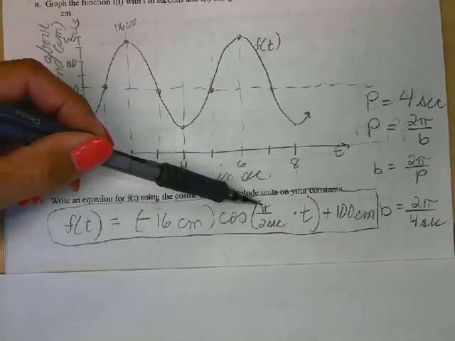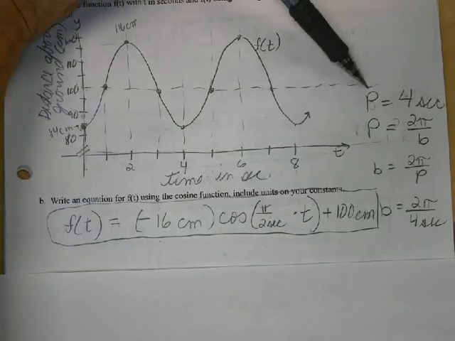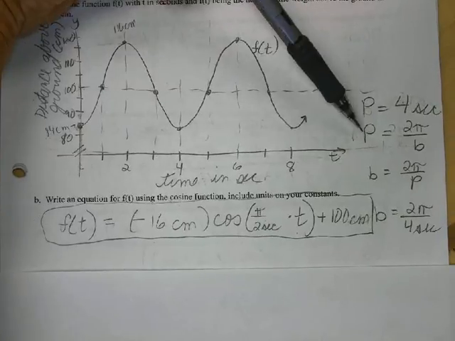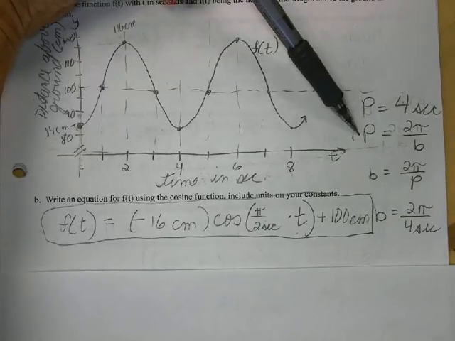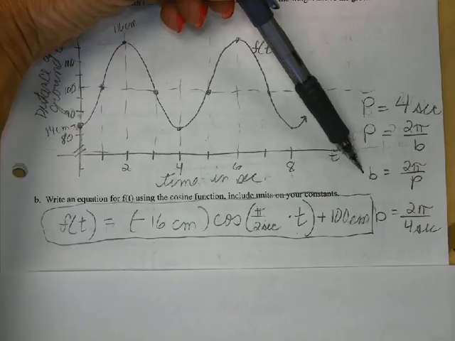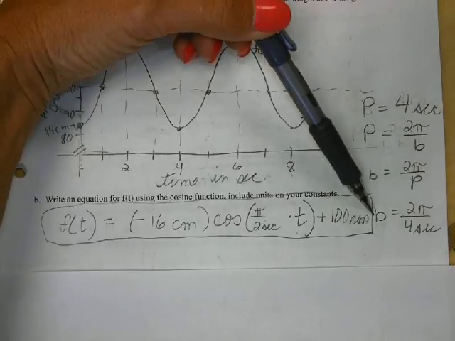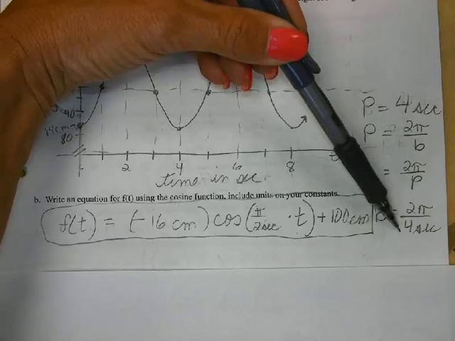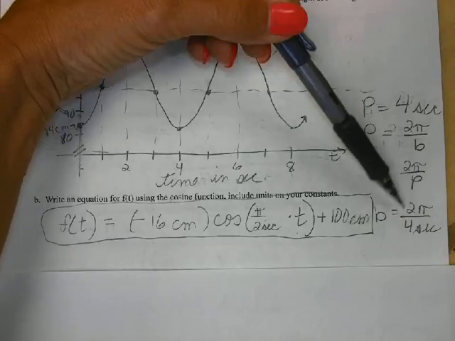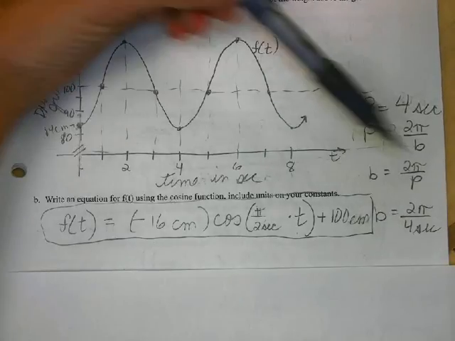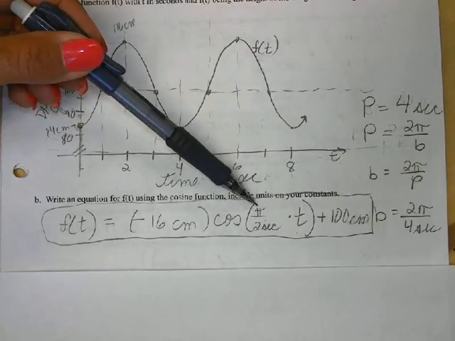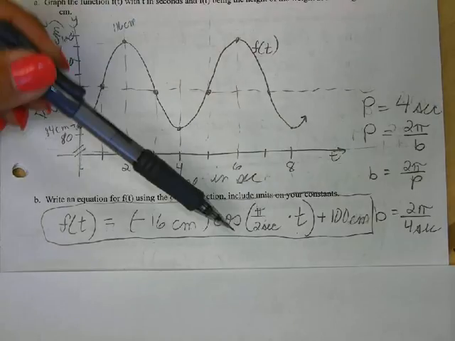Now little b, we have to use the period of our graph. Because the period, or the amount of time it takes to finish one cycle, is 4 seconds, and we know that the period is 2 pi divided by b, that also means that b will equal 2 pi divided by the period. So b can be written as 2 pi over 4 seconds. If you leave it in this form unreduced, that's fine. I actually reduced it when I wrote it over here.